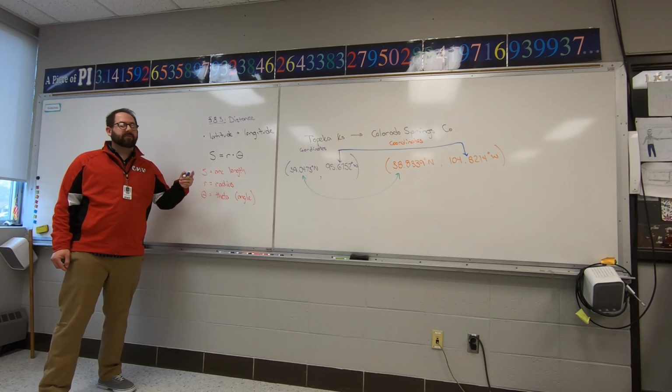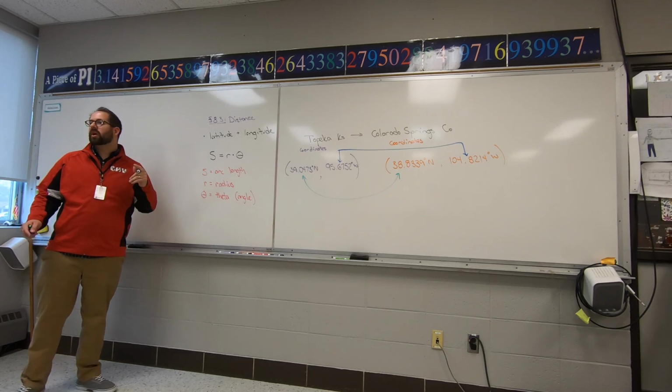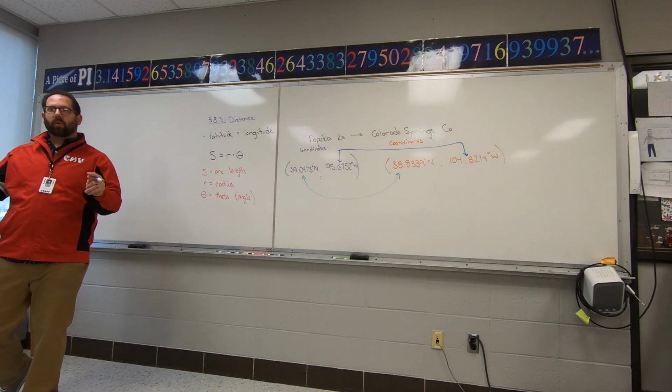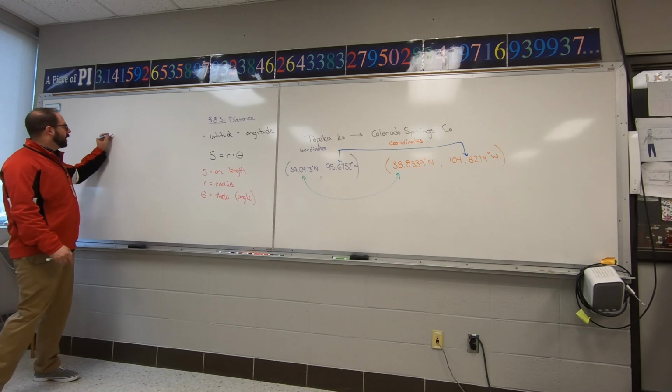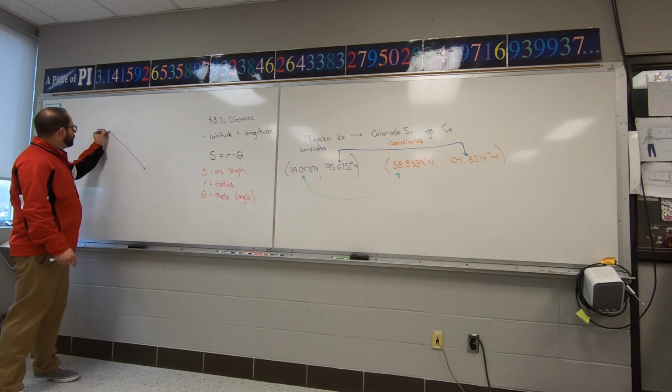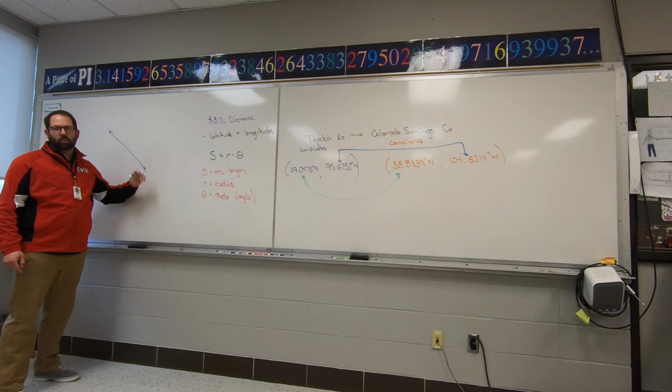So this is the first type. The first type of problem is always where they're just off either east and west or they're off north and south, not both at the same time. It's not like I'm going diagonally across the country. I'm going just north and south or just east and west.